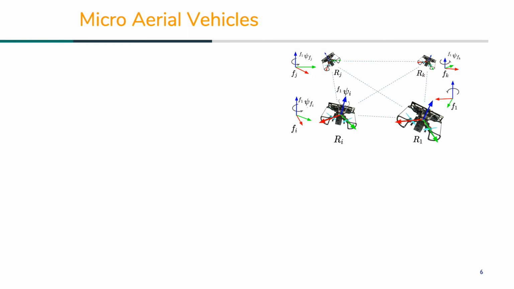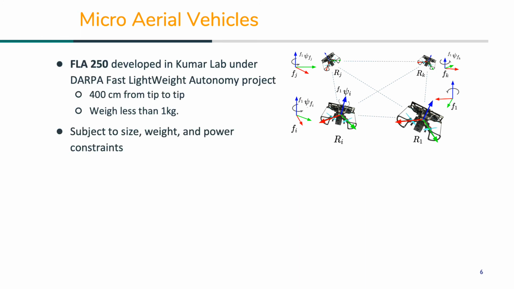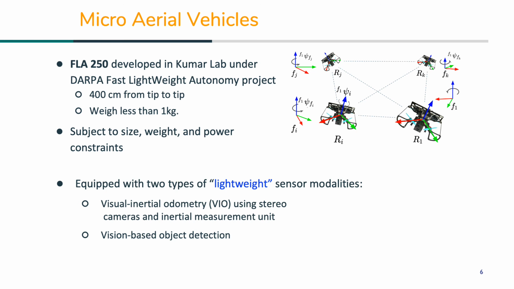The micro-aerial vehicles are F250. They are developed in the Kumar Lab under the DARPA Fast Lightweight Autonomy project. They are 400 mm from tip to tip and weigh less than 1 kg. Because of their limitation in size, they are subject to size, weight, and power constraints. Therefore, they are equipped with two types of lightweight sensor modalities: visual inertial odometry using stereo cameras and an inertial measurement unit, and vision-based object detection.